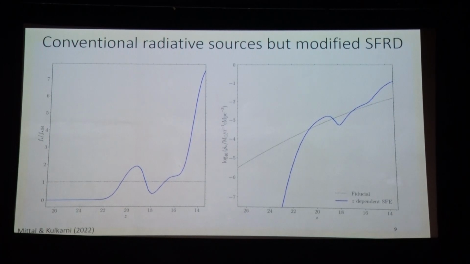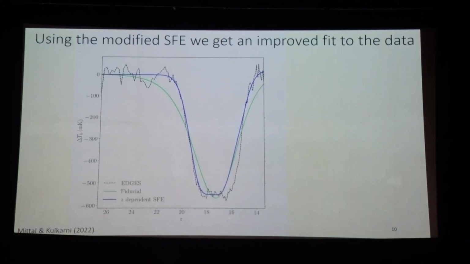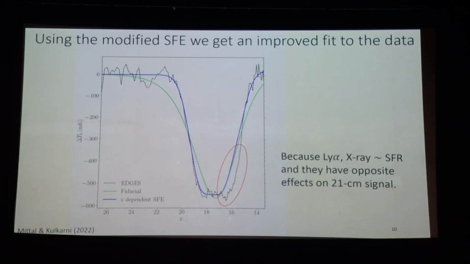Again, let us see what we get for the 21 centimeter signal once we plug this star formation history into our model pipeline. And again, the new curve, which is shown by the blue solid line, is a significant improvement as compared to our fiducial model, and has almost a perfect fit with the EDGES profile. However, if one would really like to obsess over the shape, one might wonder why we do not get a correct shape towards the lower redshift, towards redshift 17 or 16.